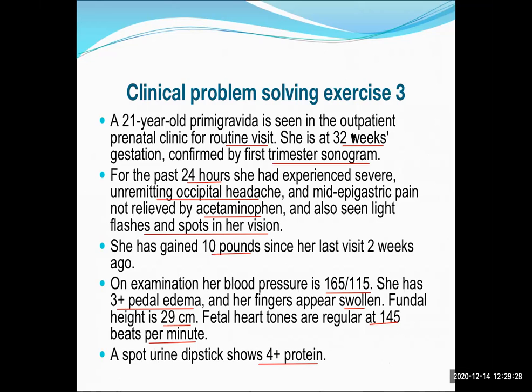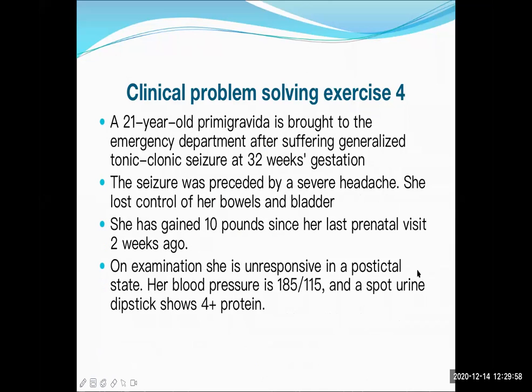So all the points are showing severe preeclampsia because of the presence of severe symptoms, because of the rise in blood pressure. See this, diastolic is more than 110, systolic is more than 160. She has pedal edema, and the dipstick urine analysis shows 4 plus proteinuria. So this is a severe case of preeclampsia. Wonderful, very good. Let's go to number 4.